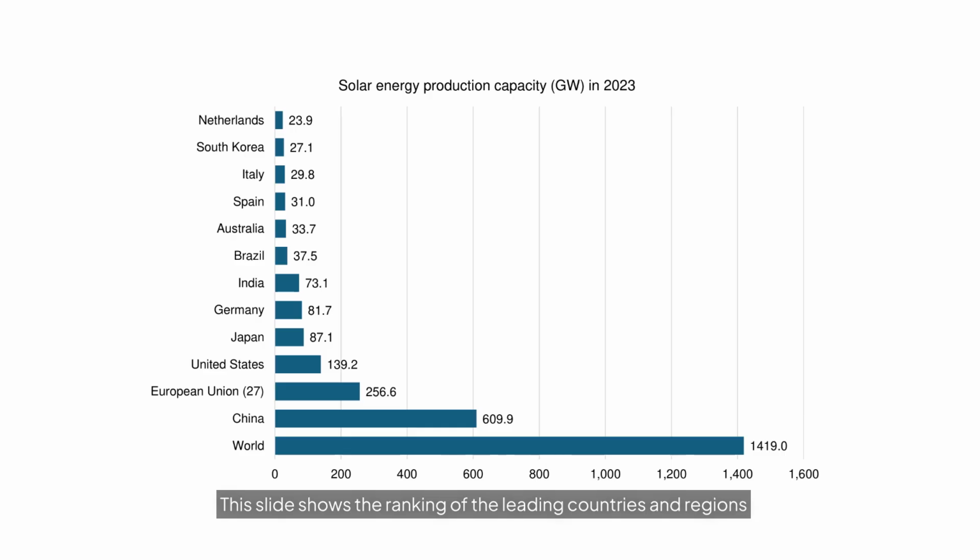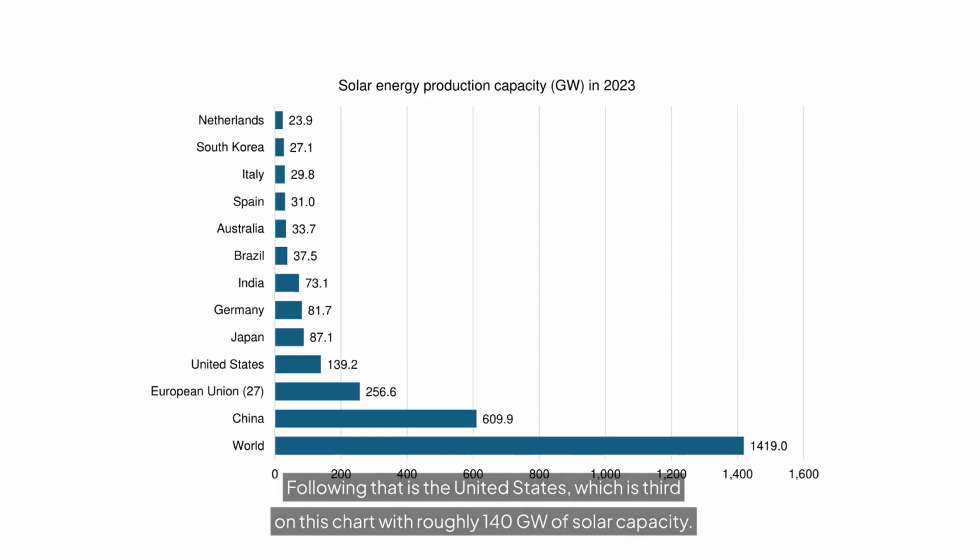This slide shows the ranking of the leading countries and regions by their installed solar energy capacity for 2023. China is by far the world leader in solar capacity, with over 600 gigawatts installed. EU member states collectively have around 250-270 gigawatts of solar capacity. Following that is the United States, which is third on this chart with roughly 140 gigawatts of solar capacity.